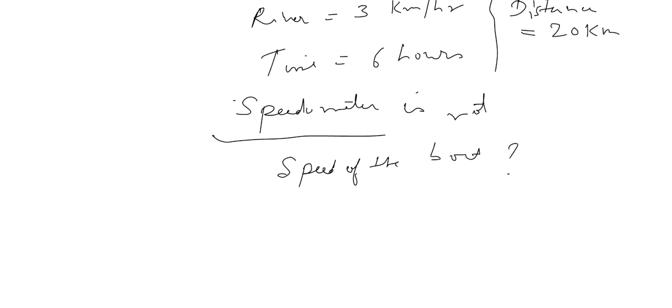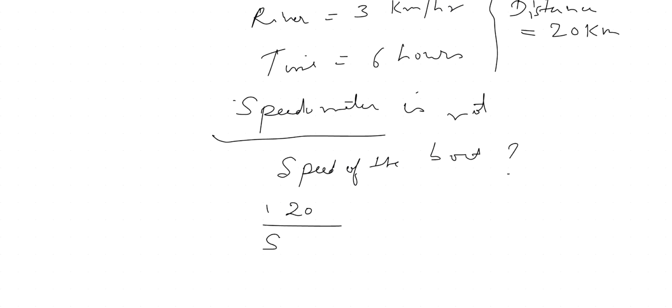Can you find out the speed of the boat? You have done time, speed, distance. Okay, I'll give you a hint. Let's say the distance is 20. You go upstream. If the speed of the boat is s, I've assumed it, so let's assume it as s.